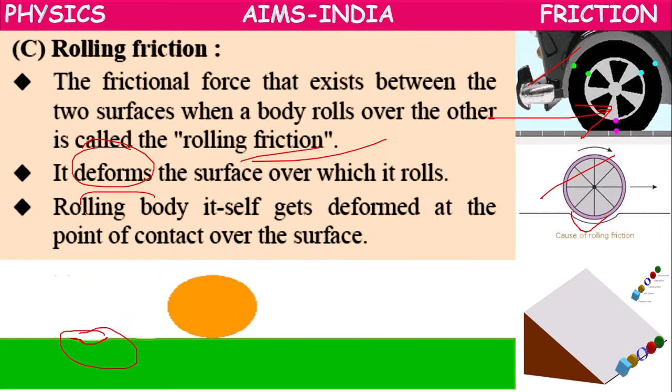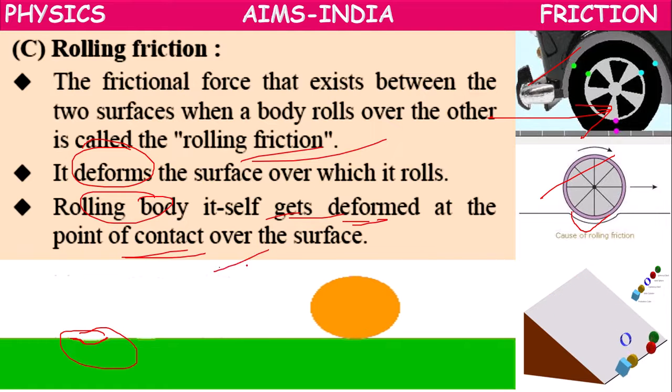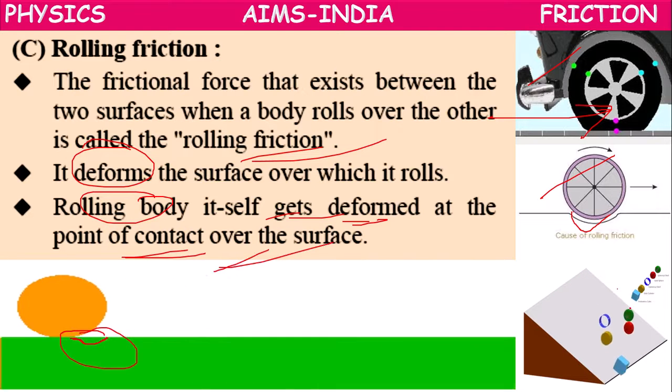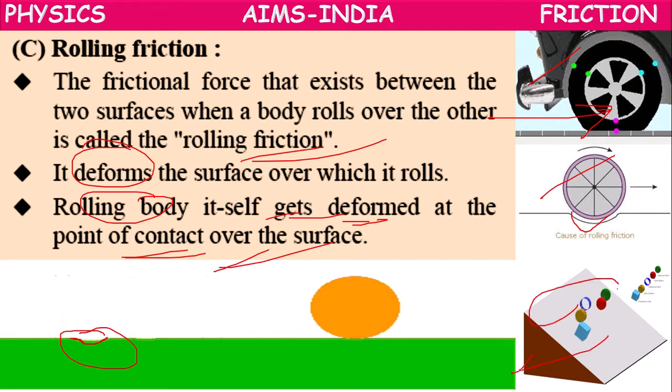So the rolling body itself gets deformed at the point of contact over the surface. See, here you can observe. Different objects are rolling, but this one is hard enough, that's why it is not getting deformed. If it is smooth, we can observe deformation in the block.